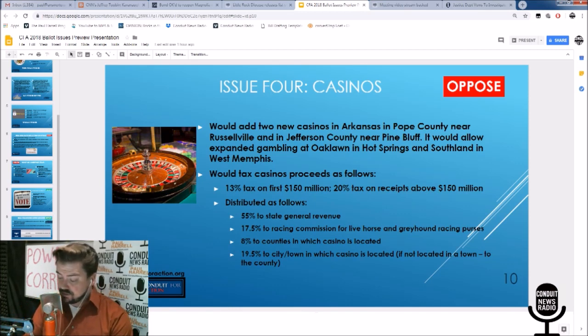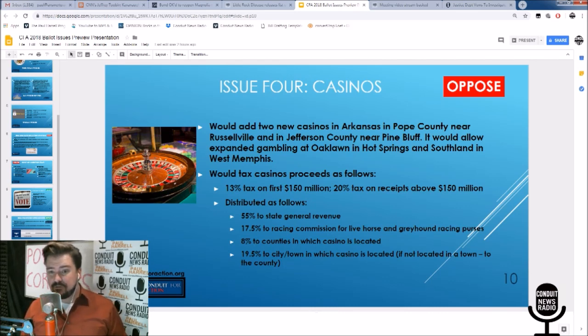Conduit for Action opposes this. I think it's ridiculous because you're going to put casinos into our Constitution. It's a very strange thing to me. And of course, I was reading the article because I did get this question at the presentation: what's the process going to be like? Well, it's going to be really bad.